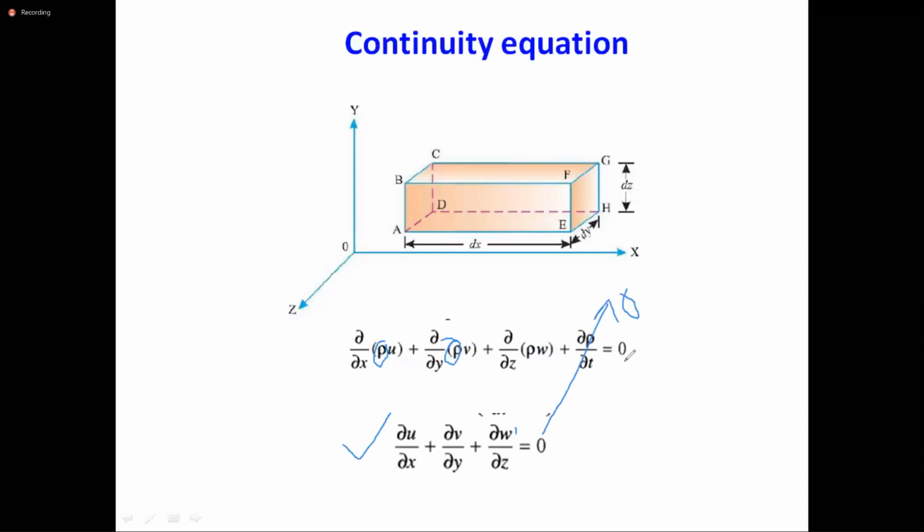So the final equation is dou u by dou x plus dou v by dou y plus dou w by dou z is equal to zero. For example, if it is a two-dimensional flow, the third dimension, z direction, becomes zero. If it is a one-dimensional flow, dou u by dou x is equal to zero. So this is the background, the prior knowledge which we have learned in the fluid mechanics course.